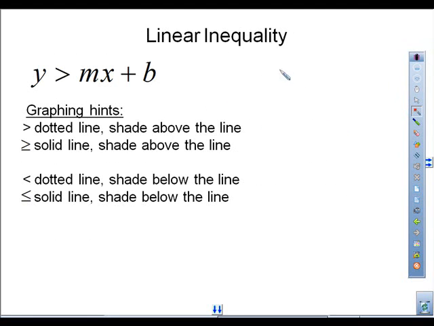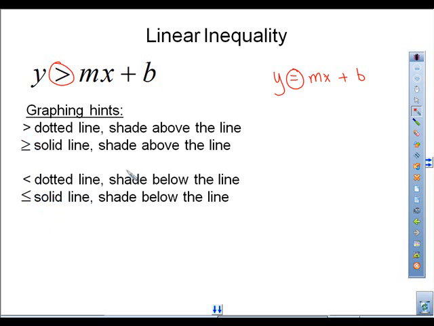Now let's recall slope-intercept form, where we had y is equal to mx plus b. When we graphed this, we would get a line. Graphing a linear inequality is the exact same thing. The only thing different is instead of an equal sign, we have an inequality symbol. Here are the four different types of inequality symbols we might have: greater than, greater than or equal to, less than, or less than or equal to.